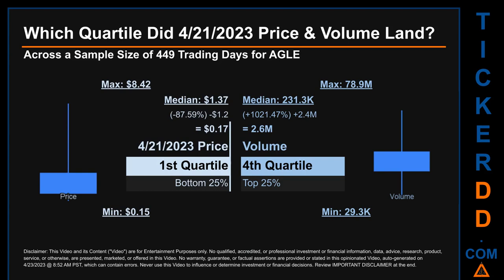Quartiles tell us about the spread of a data set by breaking that data set into quarters, just like how the median breaks the set into half. Descriptively, AGLE has a median price of $1.37. Therefore, April 21, 2023 price was lower from that middle marker by 87.59%. The day's volume of 2.6 million was more than the median by 1,021.47%.